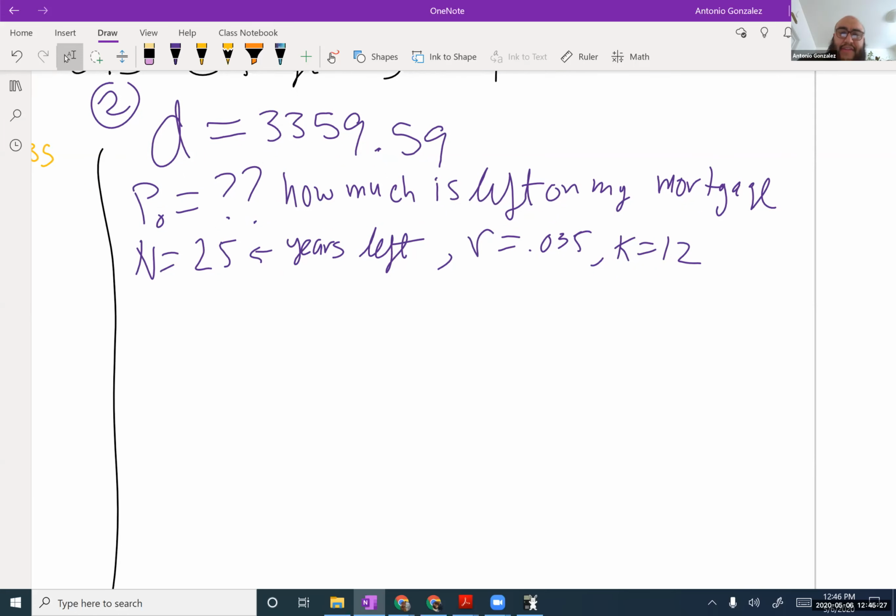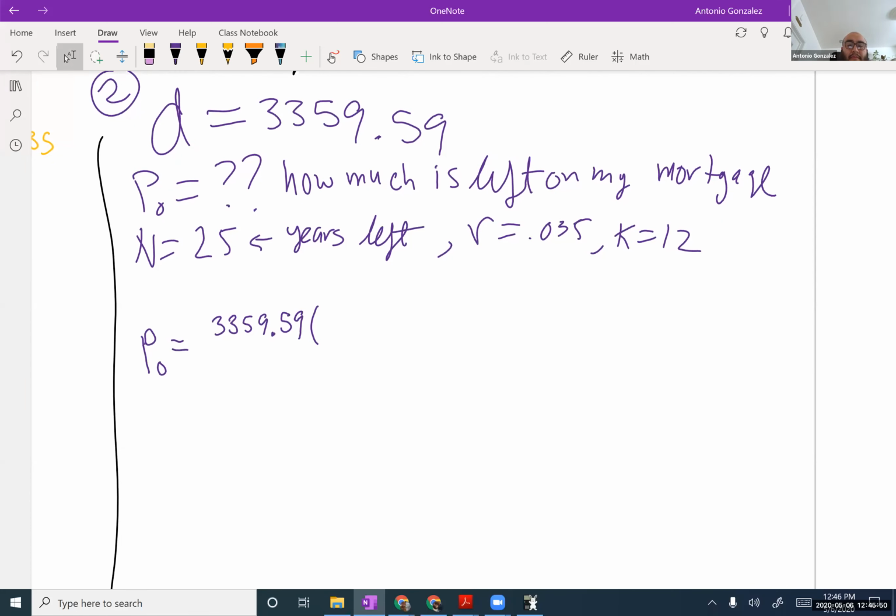Okay, so now let's go ahead and plug into our formula. So P0 is my unknown. D is 3,359 with 59 cents. 1 minus 1 plus R, which is 0.035 over 12, and then negative 25.